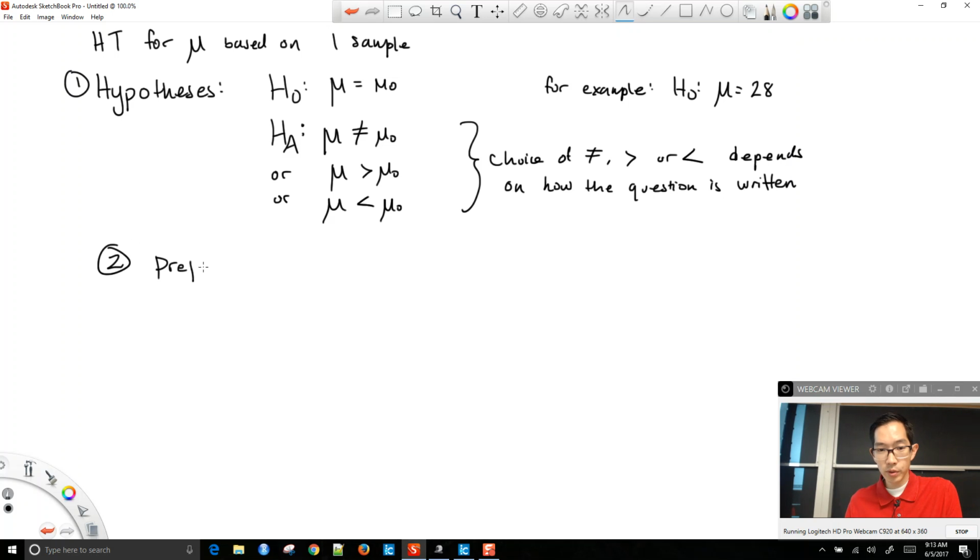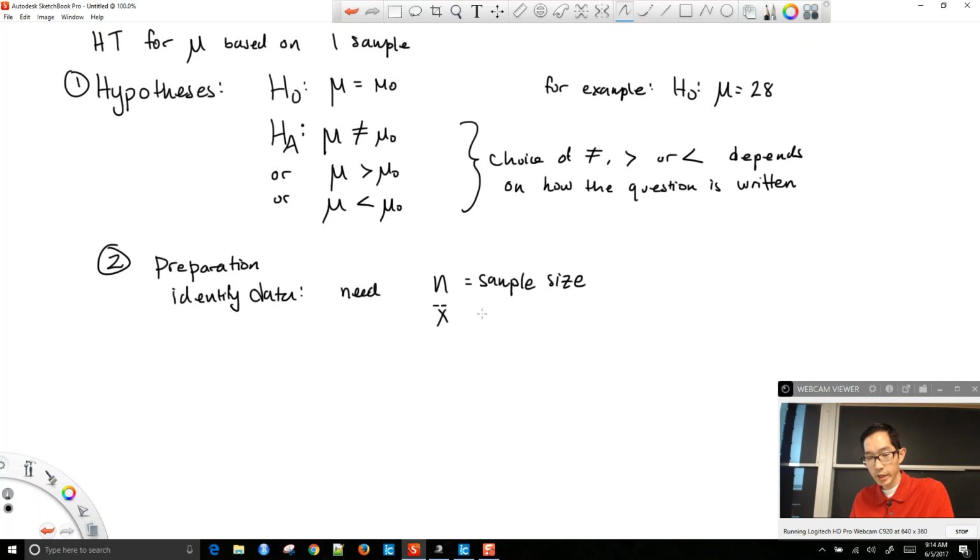Now we will do our preparation step. As far as preparation goes, we need to identify our data. Identifying the data, we need n, the sample size, x bar, the sample mean, s, the sample standard deviation, and we also need mu0, the value from the null hypothesis.